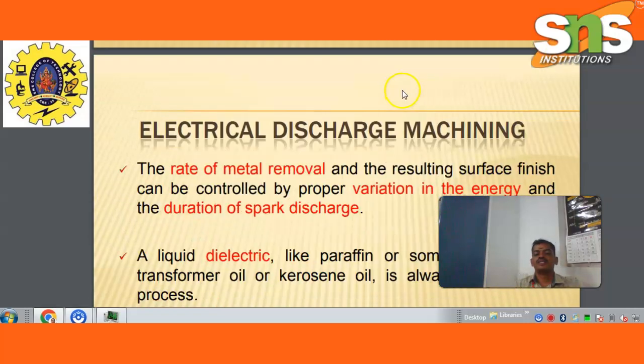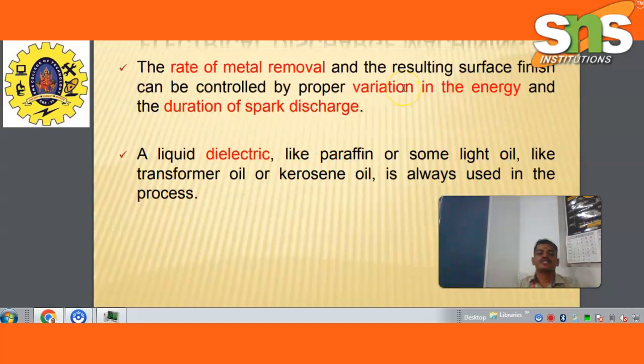In electrical discharge machining, the rate of metal removal and the resulting surface finish can be controlled by proper variations in the energy and duration of the spark discharge. A liquid dielectric like paraffin or some light oil, like transformer oil or kerosene oil, is always used in the process.